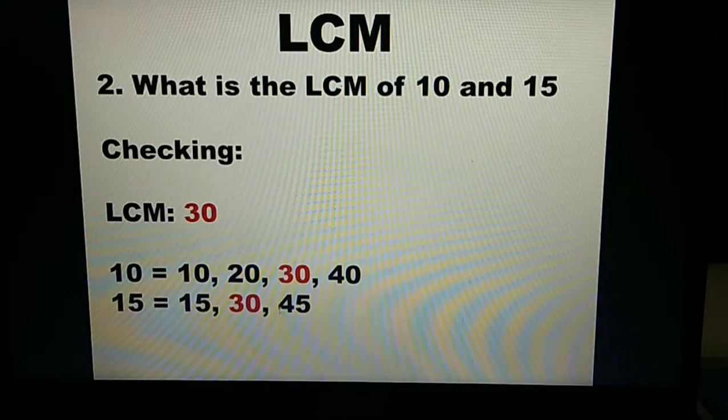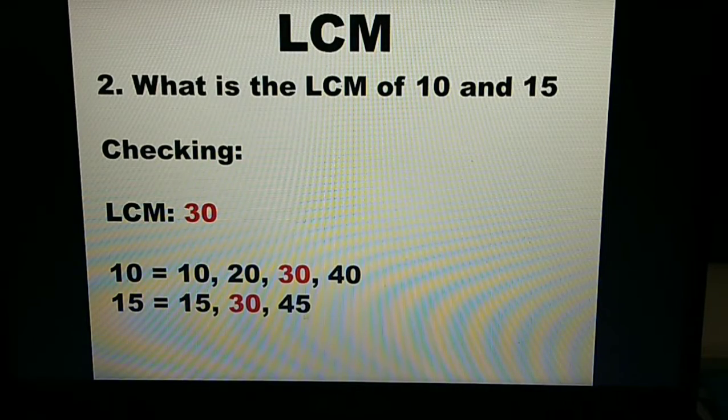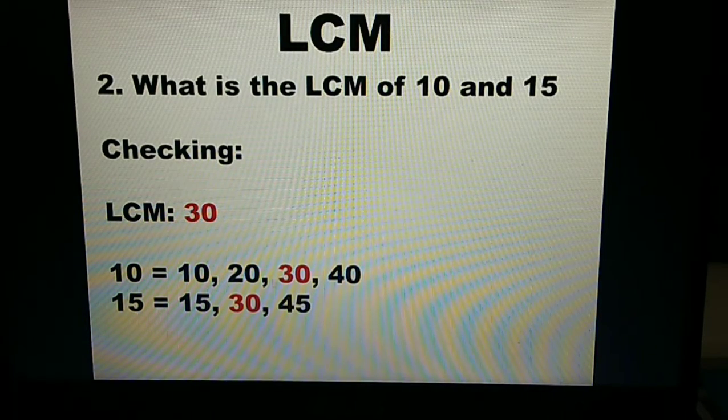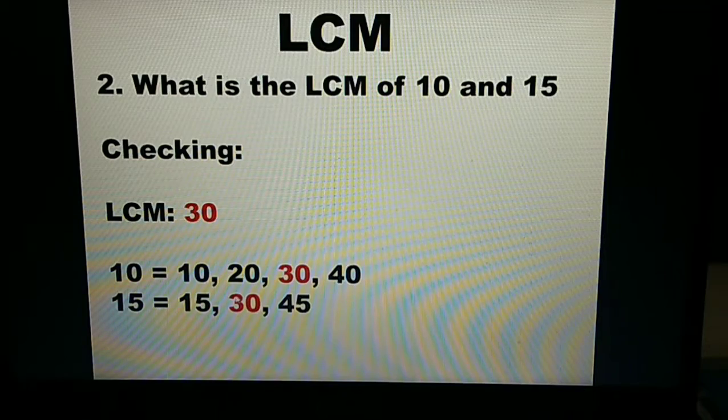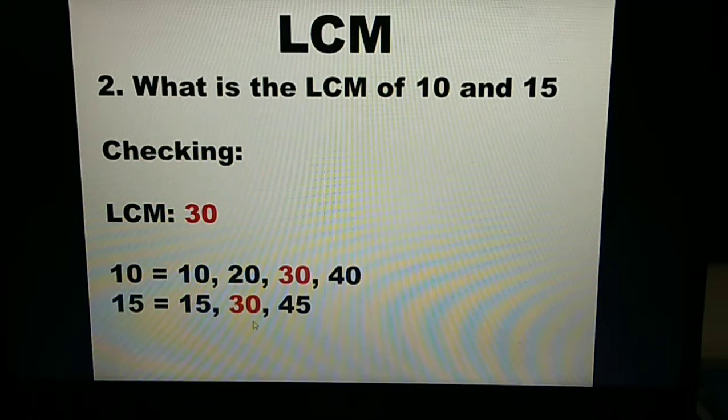So, ito na. Kaya, nag-stop na ako dito sa 40 and 45 kasi nakita na ako ng common. Okay. Next one.